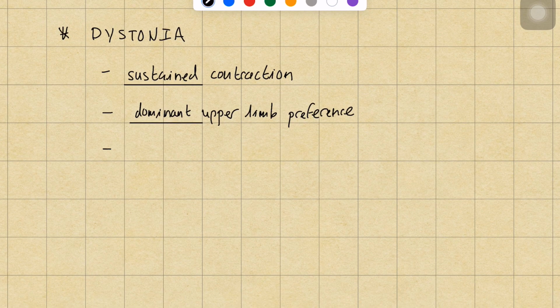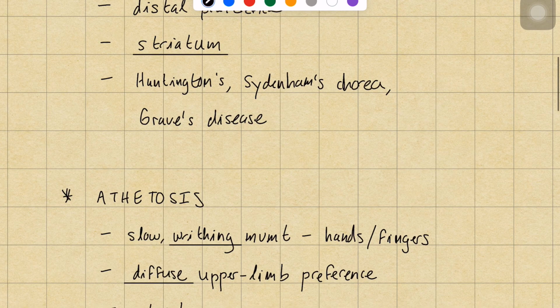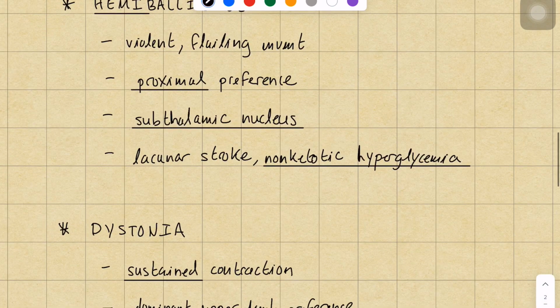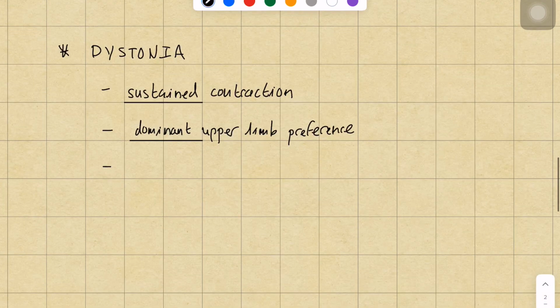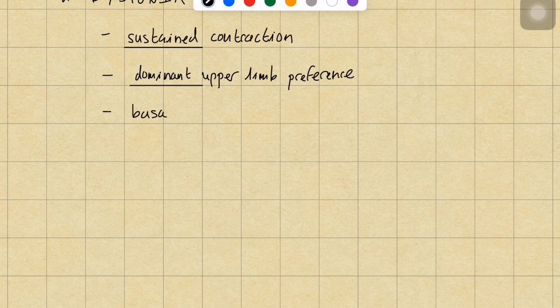The lesion or lesions that result in dystonia are not as specific as those of the previous ones. So you can see with chorea, it can be localized specifically to the striatum. Same with athetosis and hemiballismus. You can get it with the subthalamic nucleus, right? With dystonia, it can involve multiple different areas across the basal ganglia that could have lesions. So we'll just say that the lesion is classically in the basal ganglia.